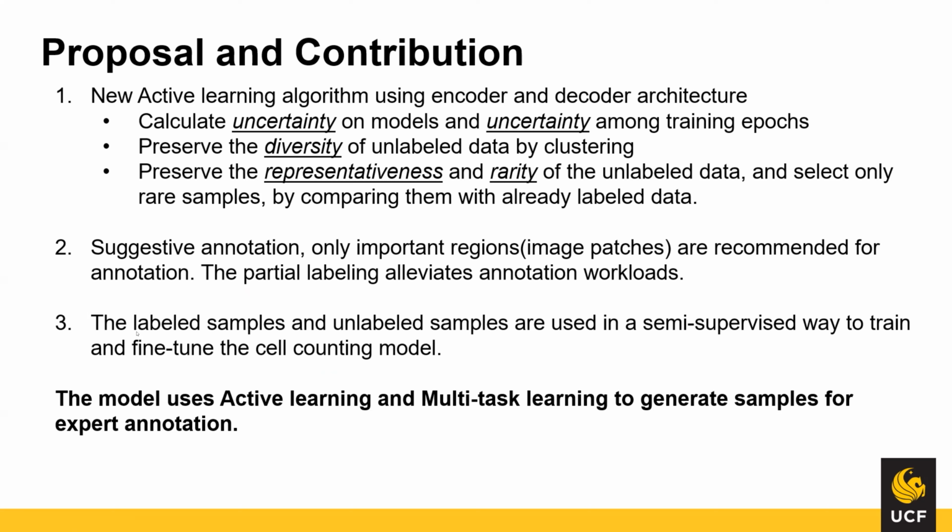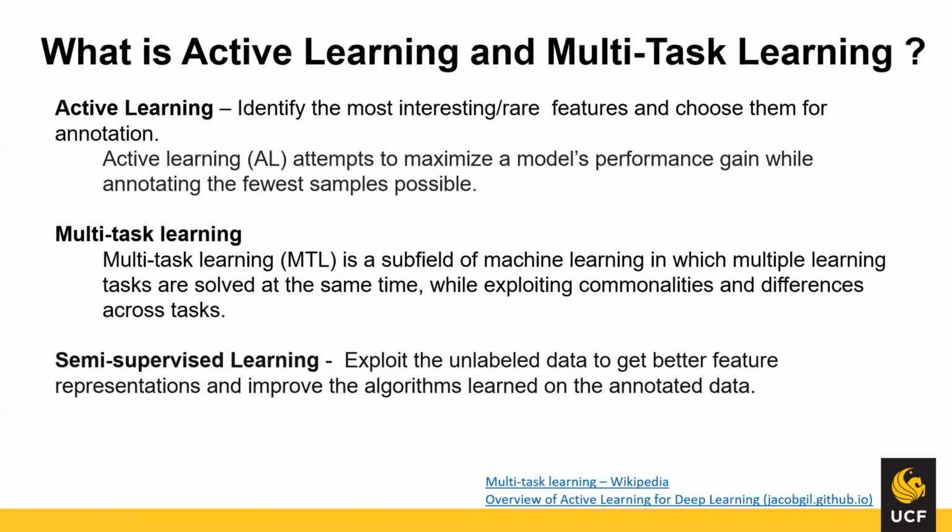And then the labeled samples and the unlabeled samples are used in a semi-supervised way to train and fine-tune the cell counting model. So these are the main contributions of this paper. And the model uses active learning and multitask learning to generate the samples for expert annotation. So I thought I'd give a quick intro to both of these new terms, because they were new to me. I'm new to deep learning, so active learning and multitask learning is something I had to look into.